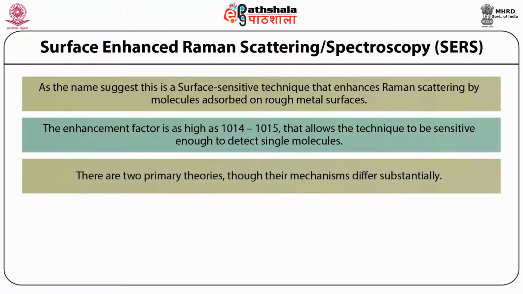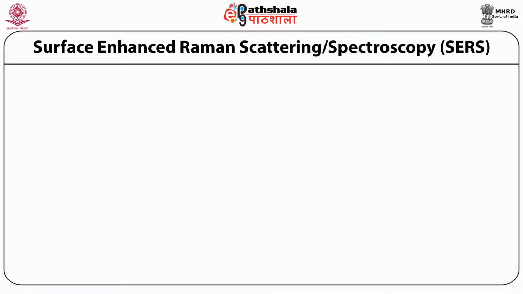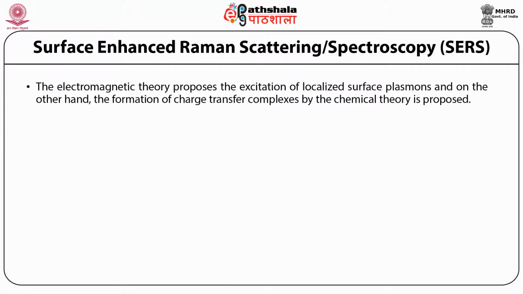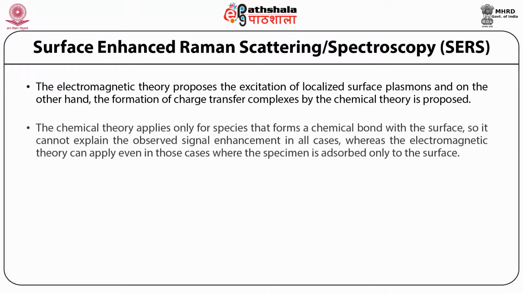There are two primary theories, though their mechanisms differ substantially. The electromagnetic theory proposes the excitation of localized surface plasmons, and on the other hand, the formation of charge transfer complexes is proposed by the chemical theory. The chemical theory applies only for species that form a chemical bond with the surface, so it cannot explain the observed signal enhancement in all cases, whereas the electromagnetic theory can apply even in those cases where the specimen is adsorbed only to the surface.